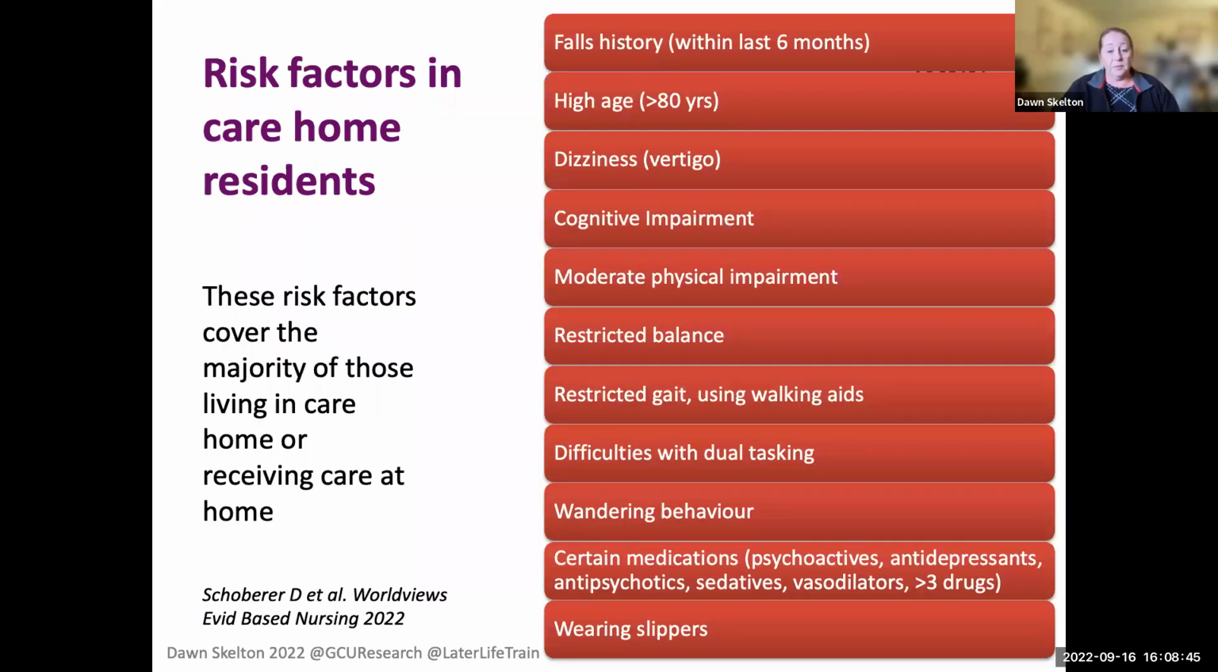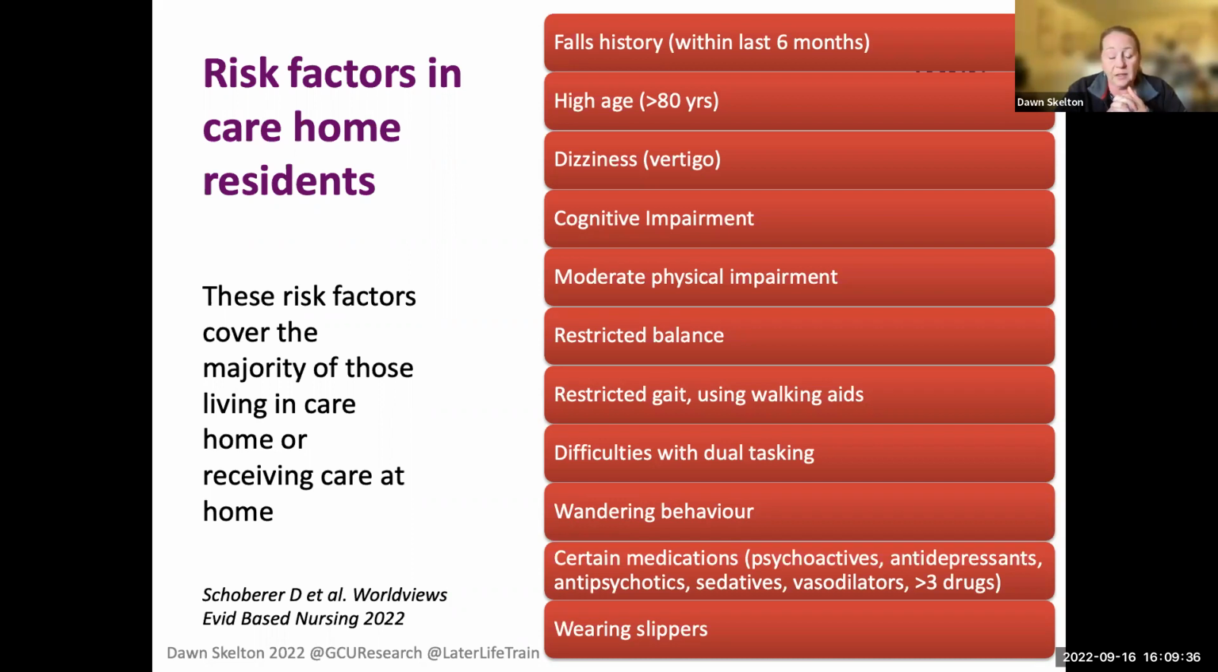What about in care home residents? Well, there's a huge overlap, as I'm sure you'd expect. So having had a fall in the last 6 months, being older, having dizziness, cognitive impairment, physical impairments, balance problems, gait problems, difficulties doing two things at once, dual tasking. There's a classic paper in the Lancet about stops walking when talking, and you may well see this in that setting. And that's basically because cognition is such that they haven't got the processing power to do more than two or three things at once with purpose. So they have to put all their cognitive processes into one thing. And the stops walking when talking is that in order to preserve their gait, they decide to stop walking while they answer your question. Wandering behaviour has also got a risk factor in that care home setting.